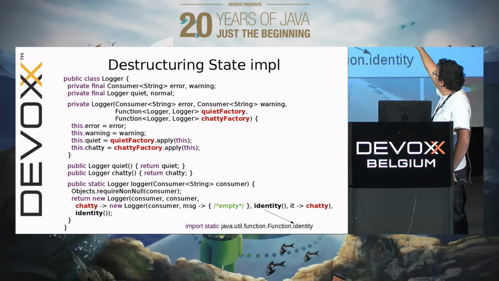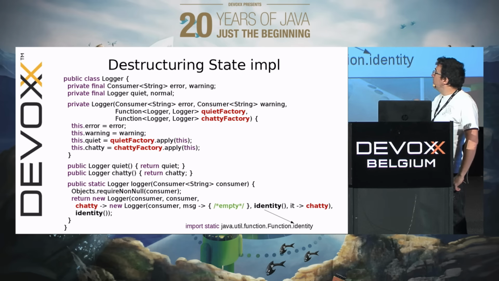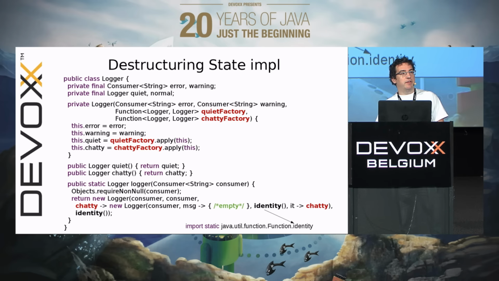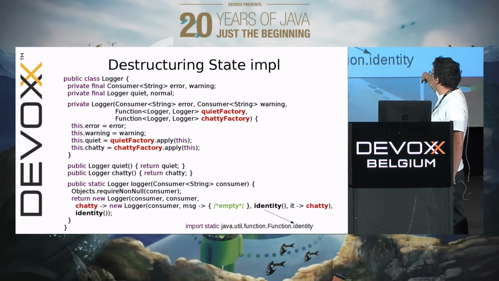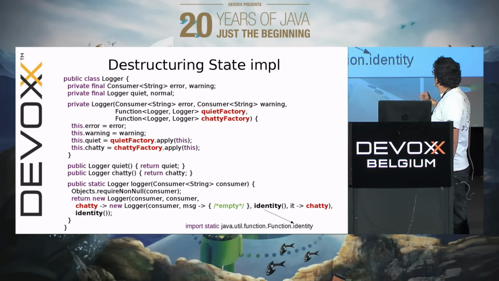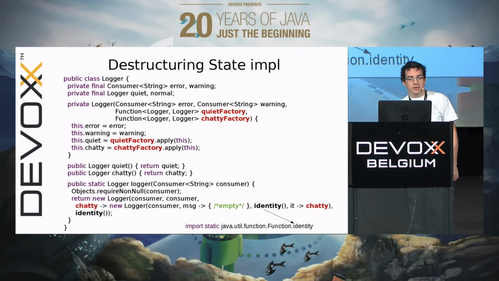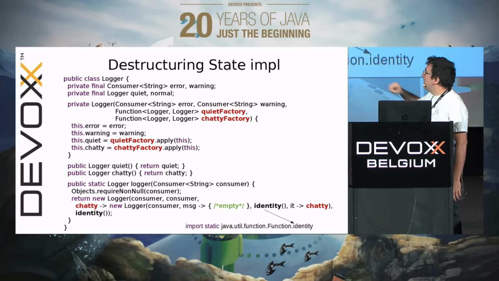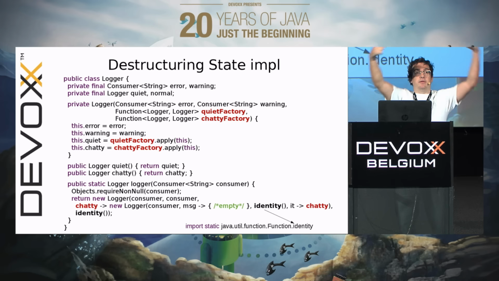For the quiet factory, which is taken as the first parameter, because I'm the quiet logger, I need to return this. There is a function named identity in java.util.function. Identity is basically a lambda that takes x and returns x. And in case of the chatty factory, I will take one parameter and send the chatty logger, which is taken as parameter. So basically, I take all and link them like this. And that's all.